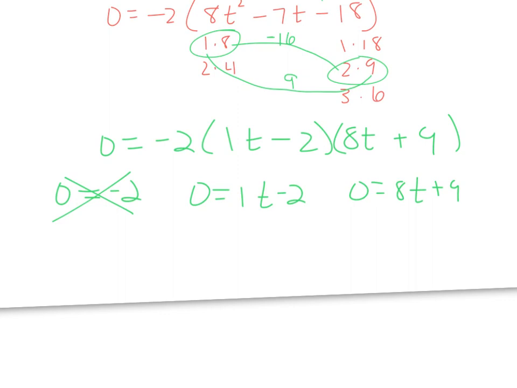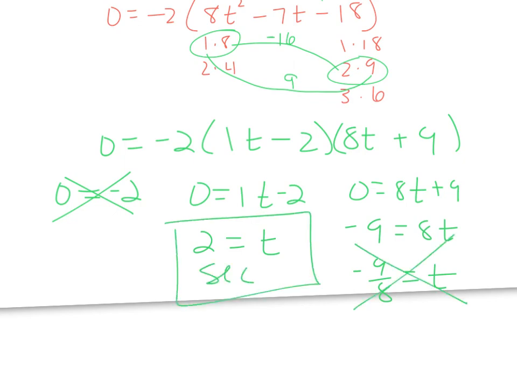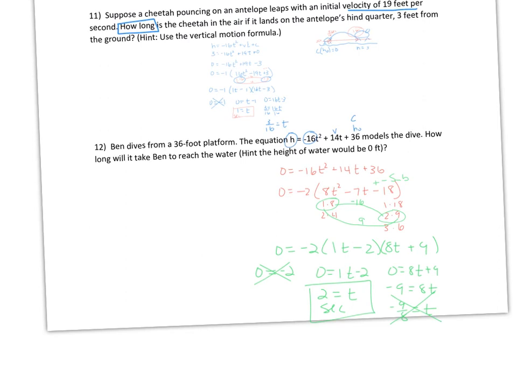So add the 2 over. So 2 equals 1t, or just t. Here I'm going to subtract the 9 over and then divide and get -9/8. Now again, this answer is not going to make sense. So our only option here is 2 seconds. Okay, and that concludes your answer key.